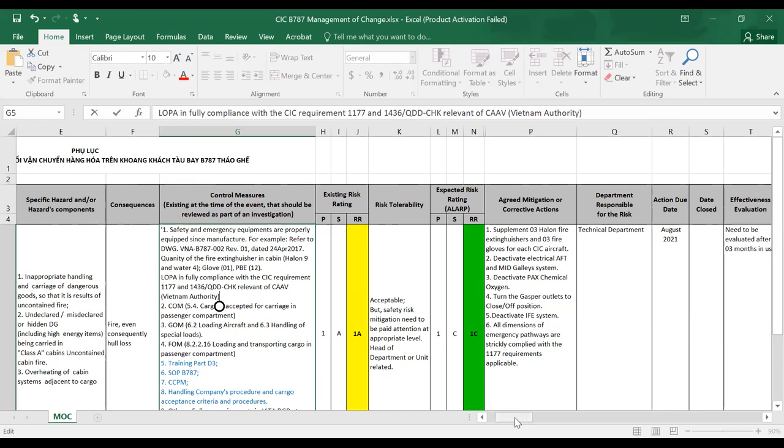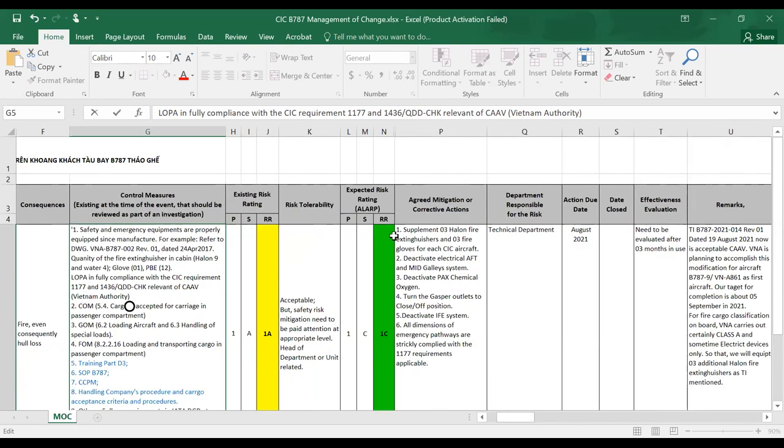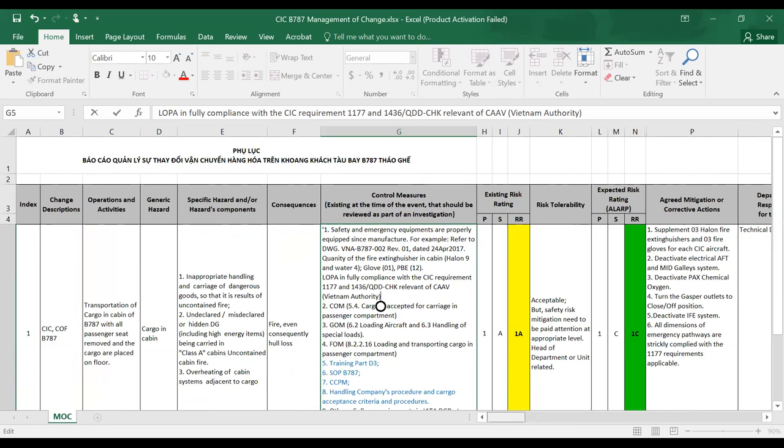CAAV requirement, based on decision 1177. With this, our technical department did a trial. Until now, when we operate with this new model, transporting cargo in cabin, it has stayed safe and efficient.